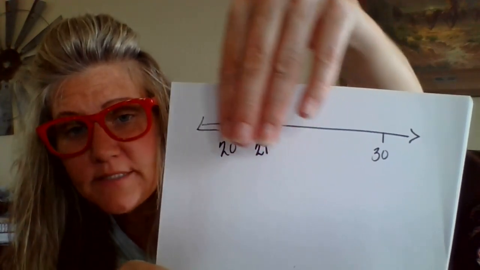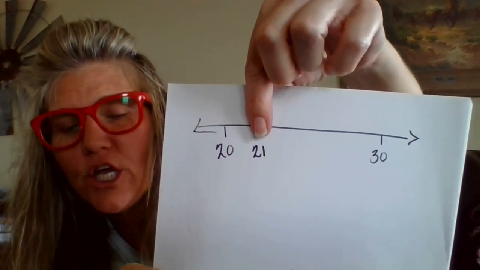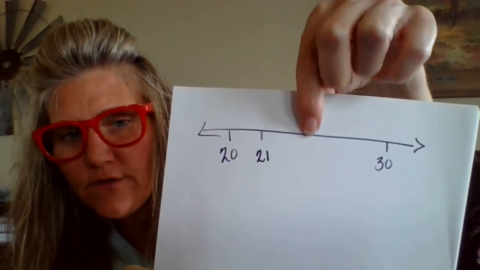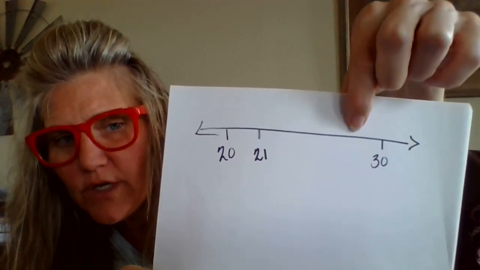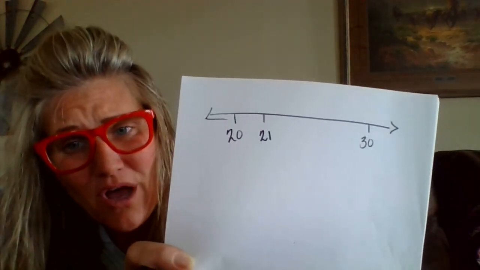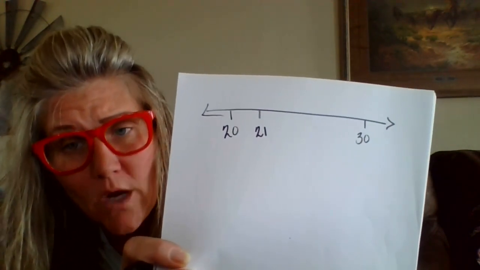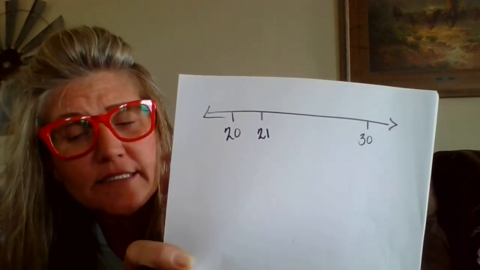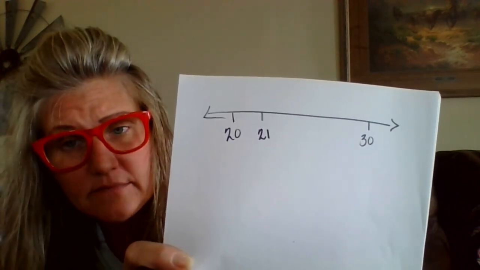Well, how many hops over do you have to make to get to 20? Just one. But look, you have to go 22, 23, 24, 25, 26, 27, 28, 29, 30. That's a lot of jumps or hops that you have to do to get to 30. So wouldn't it just be easier to get to 20? Yes. So if you were to round 21 to the nearest tenths, you would say 20. Okay?